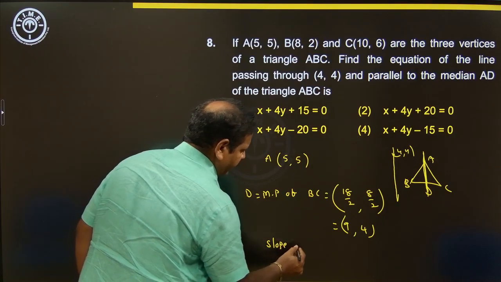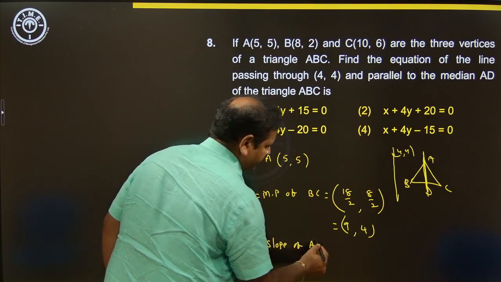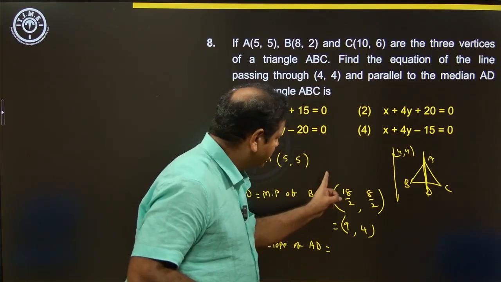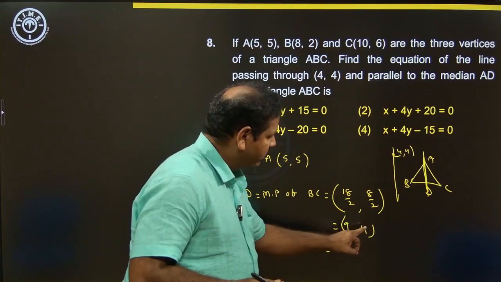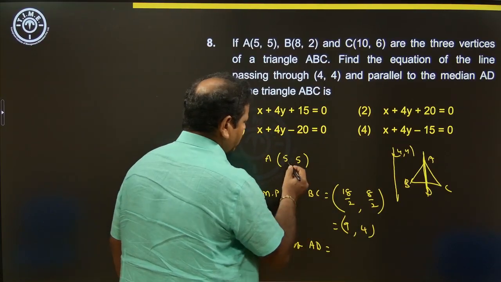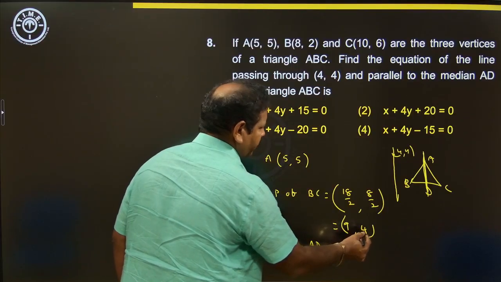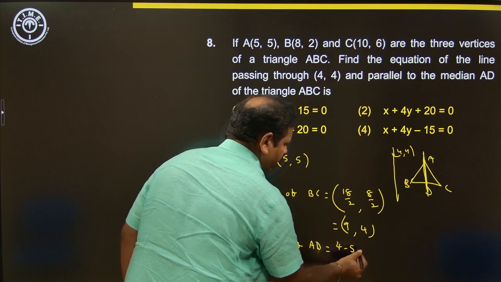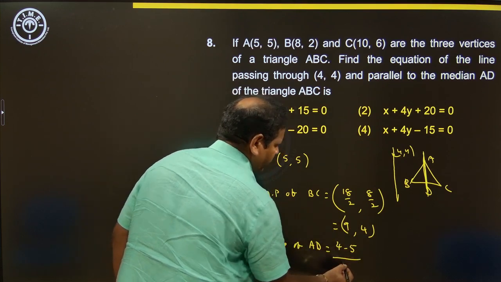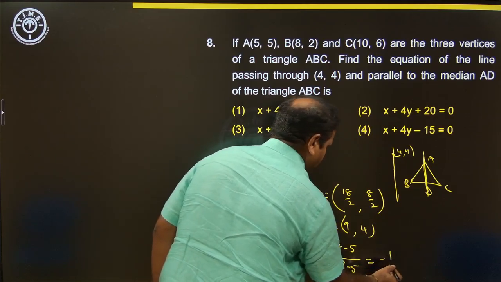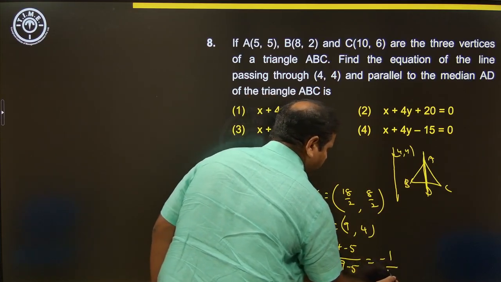Slope of AD. How do you find out the slope? Just as we discussed for the previous question. 2 points ఇచ్చిన slope ఎలా find out చేయాలి? y2 minus y1 by x2 minus x1. So x1, y1 is 5 comma 5, and x2, y2 is 9 comma 4. y2 minus y1, 4 minus 5, by x2 minus x1, 9 minus 5, is nothing but minus 1 by 9 minus 5, which is 4.